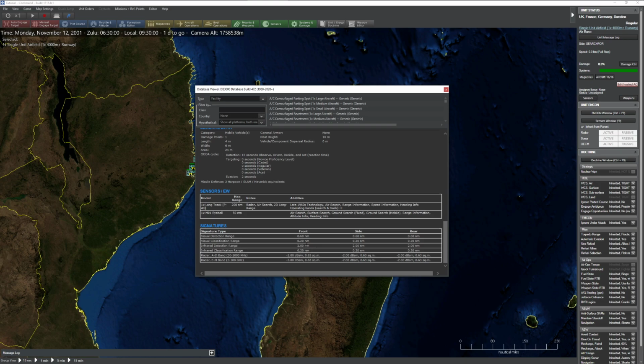Now, if I'm looking for something by radar, like ground mapping radar or SLAR, I'm going to be dealing with a very small and very, very difficult to detect target. It doesn't mean that I can't detect it. It just means it's going to be difficult to detect.